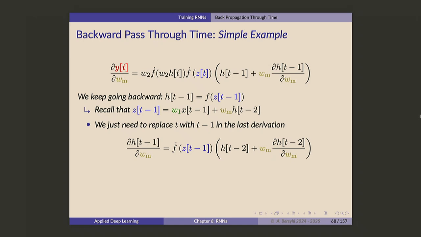And if you keep on going in time, you always see the same expression. Everybody's clear? If you go to time t minus 2, you're going to have the same expression shifted in time by 1. So it's going to be the derivative at t minus 2 times ht minus 3, plus the weight times the derivative of ht minus 3.